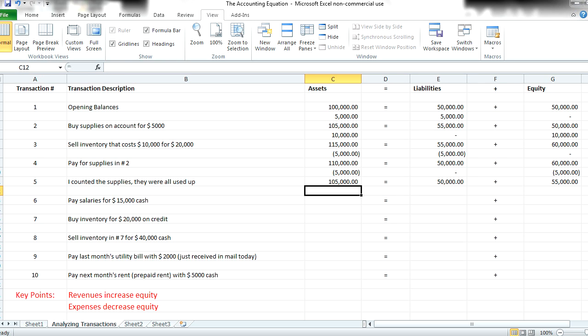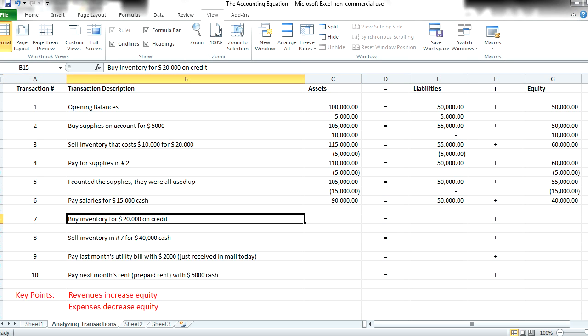In transaction number 6, we're going to pay salaries for $15,000 cash. So we're losing $15,000 in cash. All right, we're paying the salaries. There are no liability accounts involved. And once again, when we record an expense, this is going to reduce equity. So equity is going to fall by $15,000. And now we have equity of $40,000, liabilities of $50,000, and total assets of $90,000.